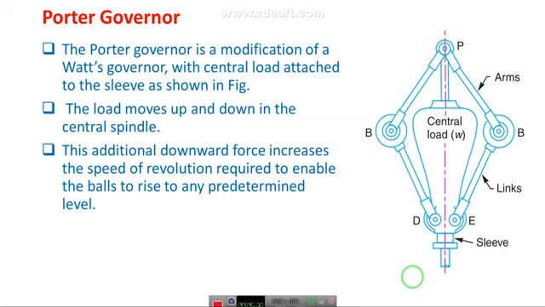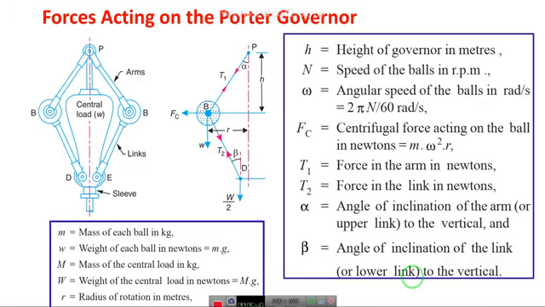So this additional downward force increases with the speed of the revolution that is required to enable the ball to rise to any predetermined level. So here we can see the mass of the ball that is denoted by small m, that is in kg, and coming to w, because of that mass will have a weight that is in newton, that is m dot g, that is gravity, and capital M, that is the mass of the central load that is in kg, again weight of the central load that is in newton, capital M dot g, again the radius of rotation that will be in a meter.